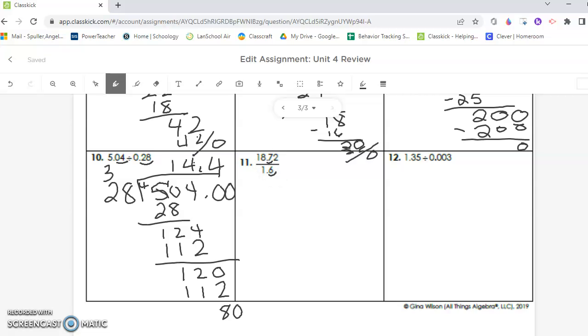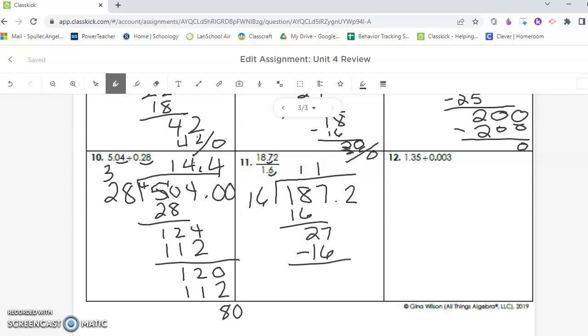So moving over 1, I get 187.2 divided by 16. 16 goes in here once. That gives me 27. Goes in there once again, which gives me 112. If I go in there 7 times, let's see, moving my decimal, let's try 7. 7 times 6 is 42, carry the 4. 7 times 1 is 7, plus 4 is 11. I subtract it, get 0.